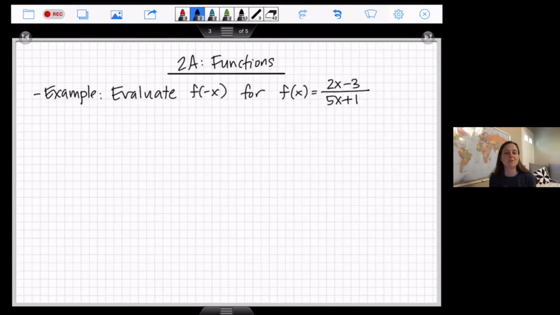Next example, let's evaluate f of -x for f of x equals 2x minus 3 divided by 5x plus 1. All right, so some of the stuff they're going to ask you to substitute in for x are actually variations on x, but you follow exactly the same procedure. They have replaced x with -x. So you're going to go over to the formula. Everywhere there was an x, you're going to leave that window.